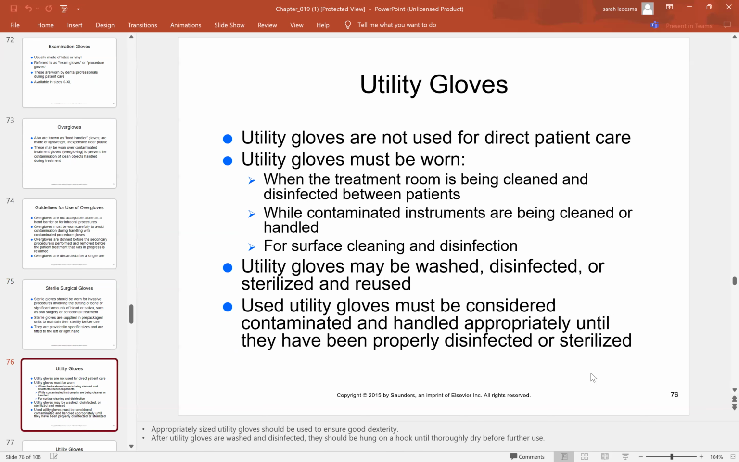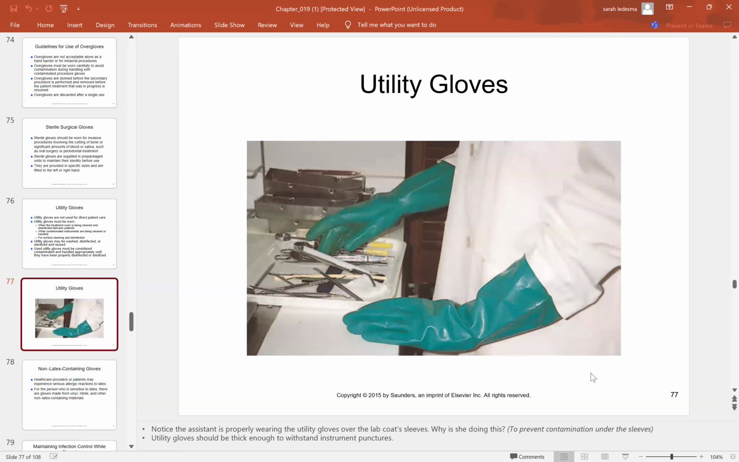Utility gloves are not used for direct patient care. They must be worn when the treatment room is being cleaned and disinfected between patients, while contaminated instruments are being cleaned or handled, and for service cleaning, surface cleaning, and disinfection. Utility gloves may be washed, disinfected, or sterilized and reused. Used utility gloves must be considered contaminated and handled appropriately until they have been properly disinfected or sterilized.